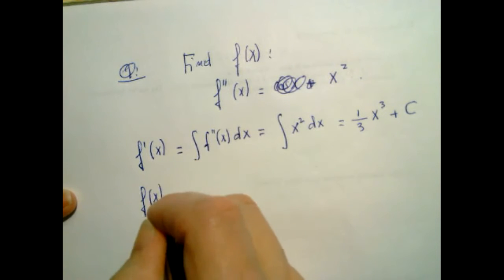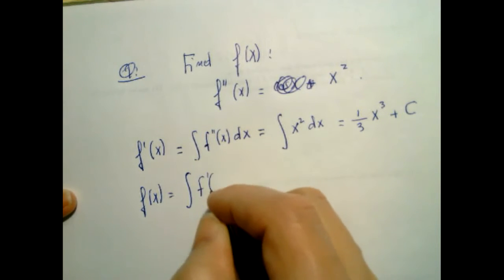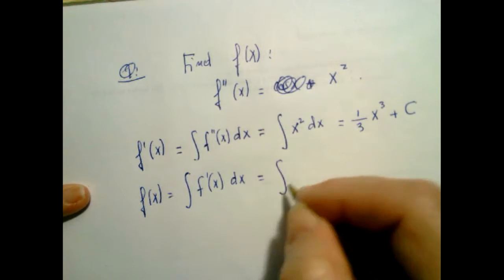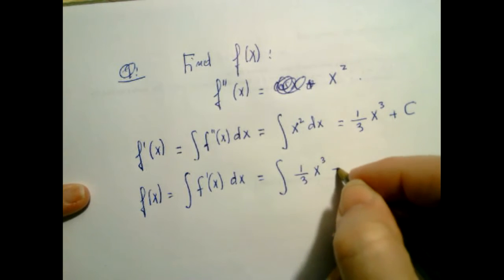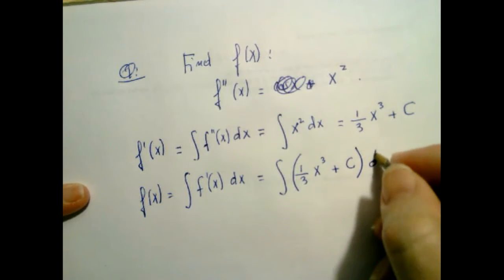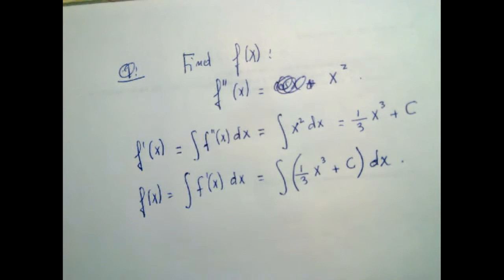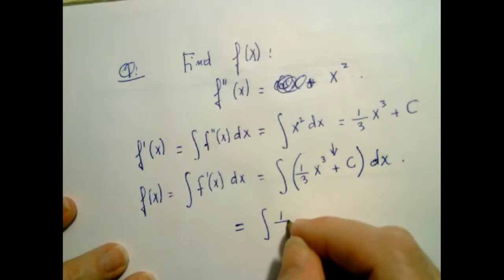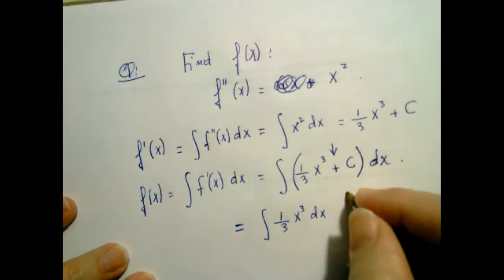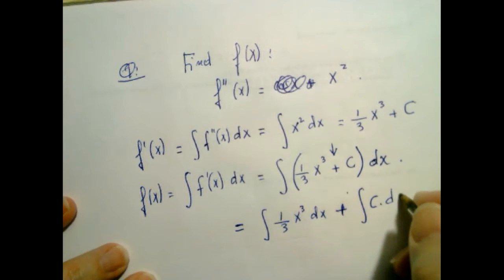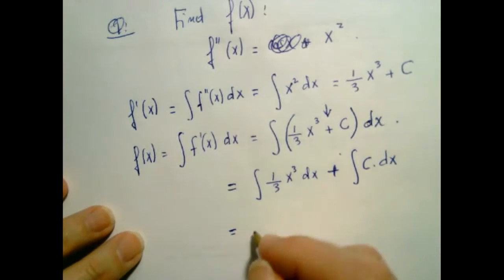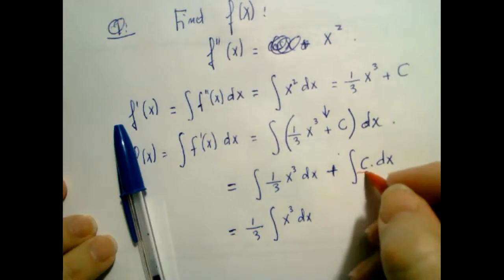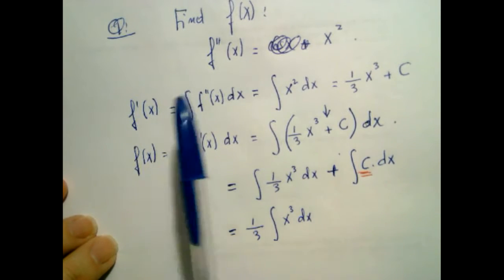Now I need f. f is the antiderivative of f prime. It means it's the antiderivative of 1/3 x cubed plus c dx. So it's equal to what? I have a sum, so I can split. It's the integral of 1/3 x cubed dx plus the integral of c dx. So 1/3 is a constant, I can pull it out, times the integral of x cubed dx. My c here is a constant. Important. Otherwise, I can't pull it out. So I can pull it out.